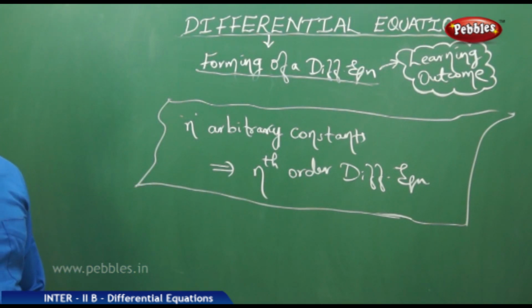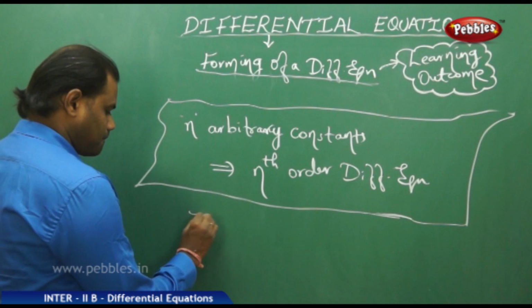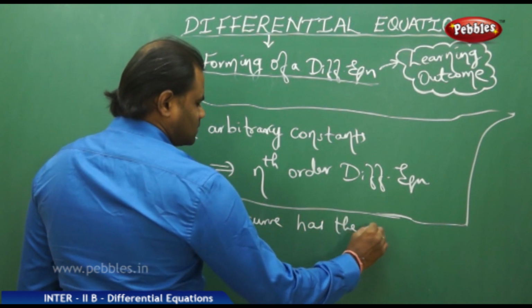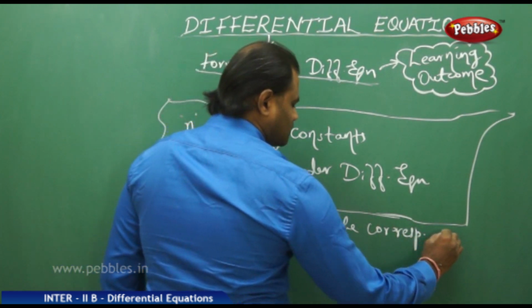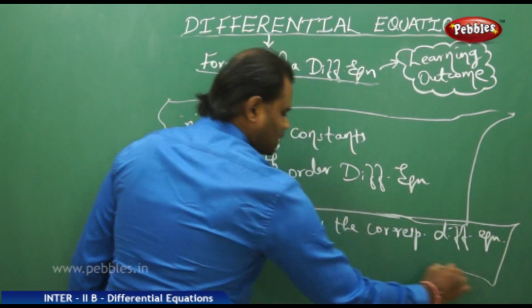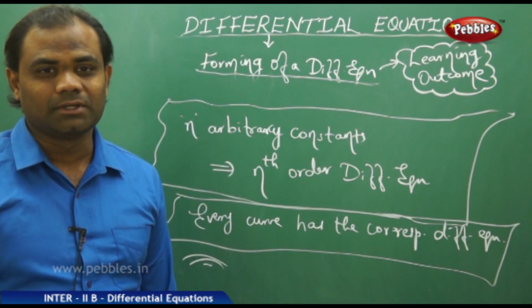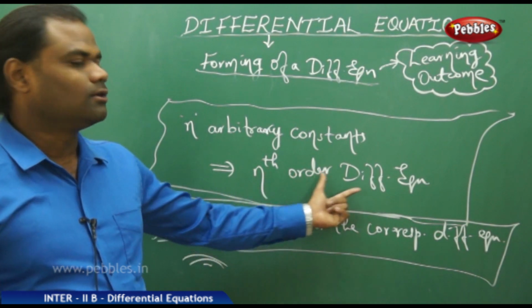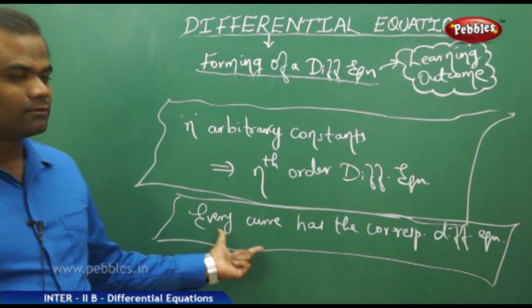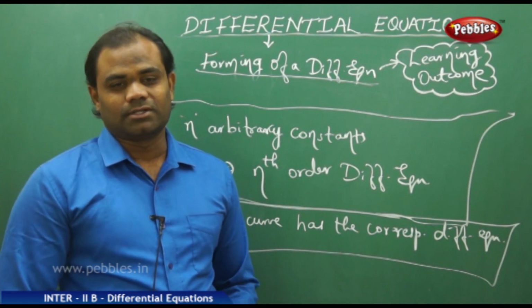And the second learning outcome is that every equation or every curve has its corresponding differential equation. So the two learning outcomes for forming a differential equation are: one, n arbitrary constants implies the order of the differential equation is the number of arbitrary constants, that is, an nth order differential equation; and two, every curve or any equation has a corresponding differential equation, which is obtained by eliminating its respective constants.